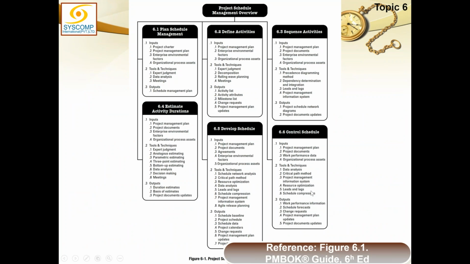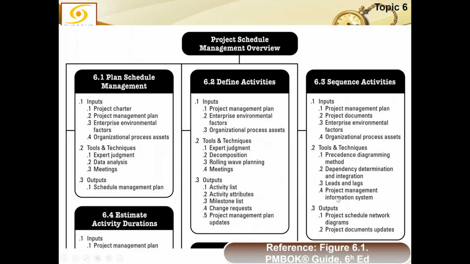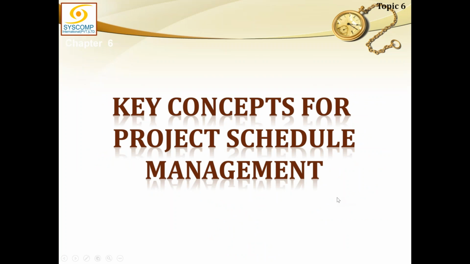In this diagram, you can see a summary of all the 6 processes in detail, showing the inputs, the tools and techniques, and outputs for each one of them, which we will be discussing subsequently. Therefore, I need not explain it here on this diagram, but all of this is going to be discussed ultimately. So let us move on to the key concepts of schedule management.